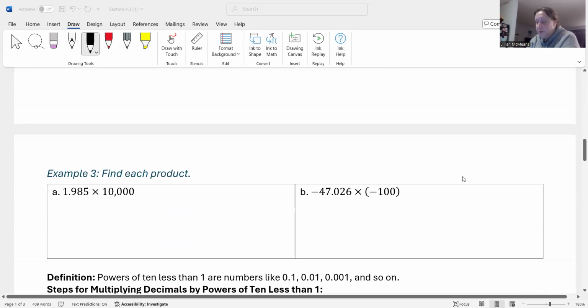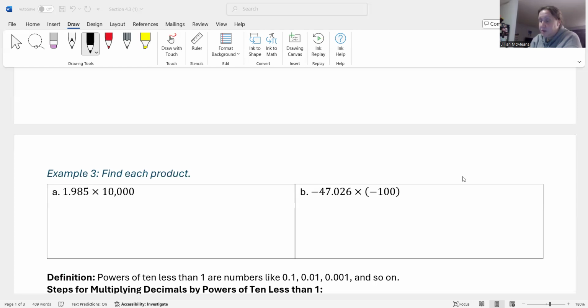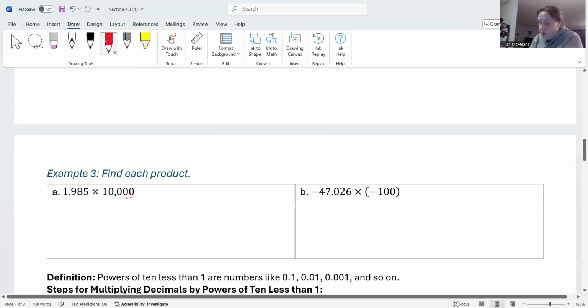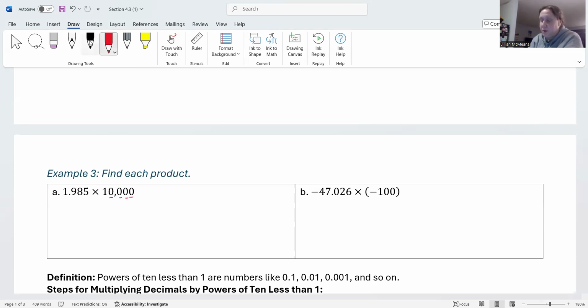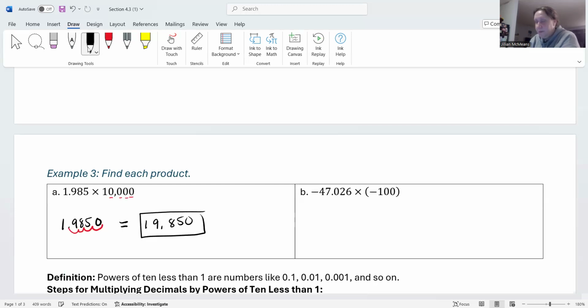Okay, so for example 3, it says find each product, and we have for part A 1.985 times 10,000. So how many zeros do I have? I have 1, 2, 3, 4. So that tells me I can move my decimal 4 times to the right. So just for the sake of room, I'm going to move this down here. Now I can move my decimal 1, 2, 3. I need to go ahead and move it another fourth time. So if you go beyond the end of your decimal, just add a 0. So if we take 1.985 times 10,000, that's the same as 19,850.